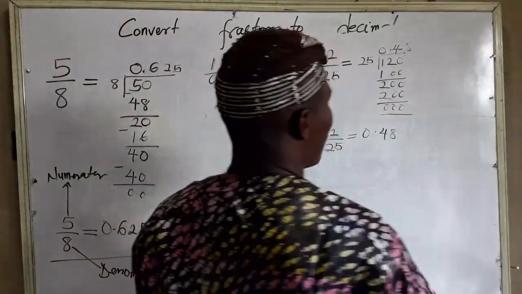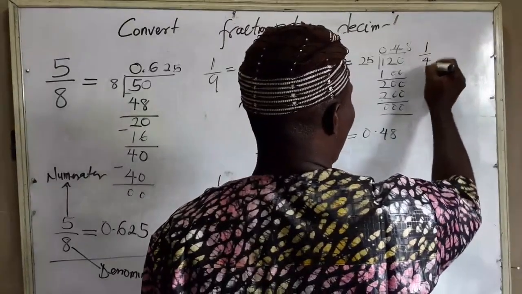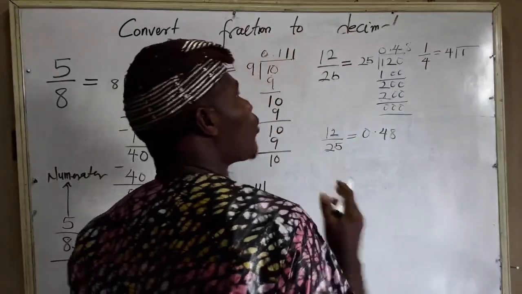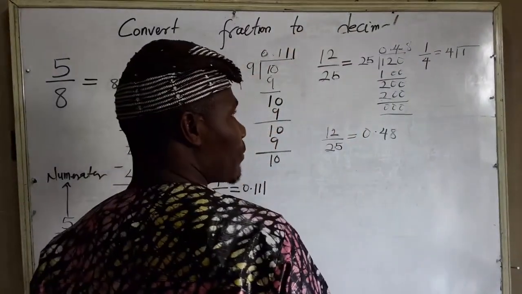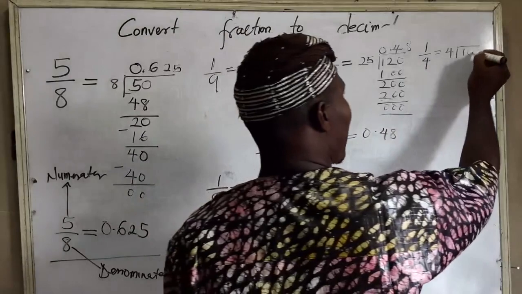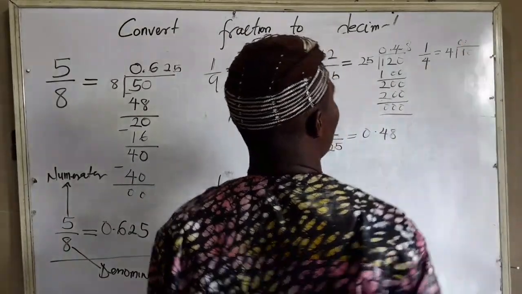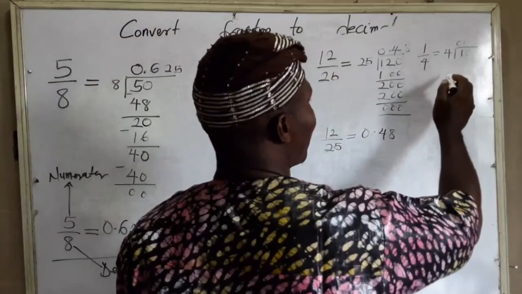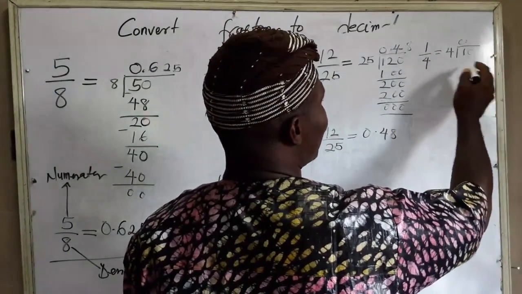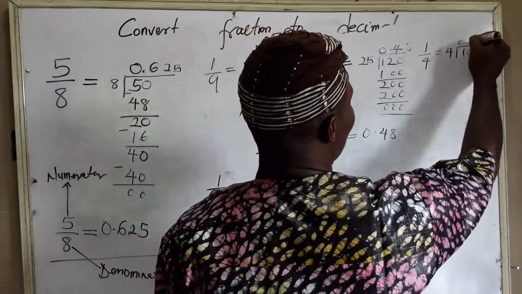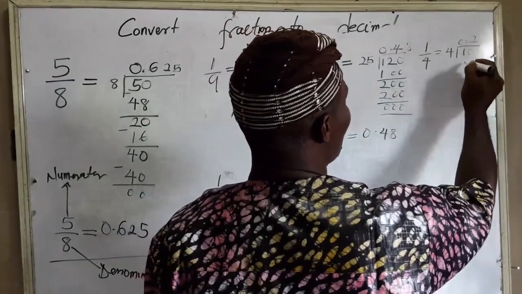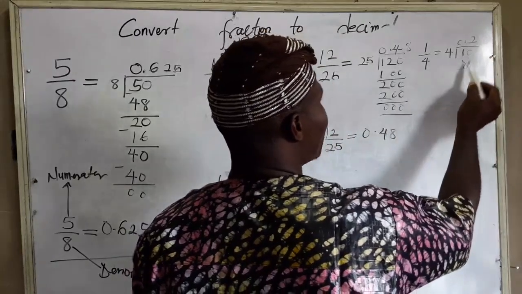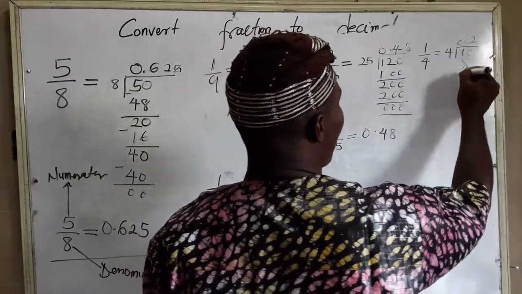So let's solve for 1 over 4. It will be 4 to divide 1. 4 dividing 1 is not possible. You put 0 here and it turns to 0 point. So 4 divided into 10 goes 2 times. 4 times 2 is 8. Therefore 10 minus 8 leaves 2.